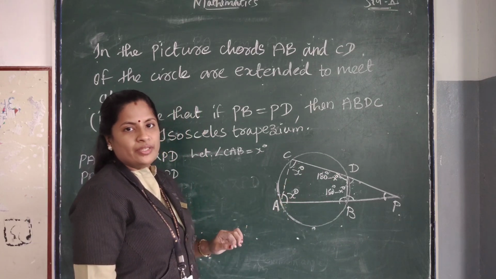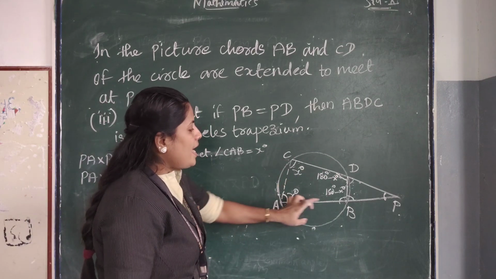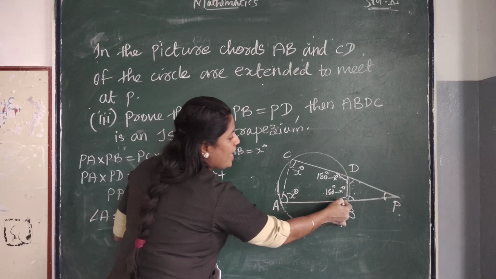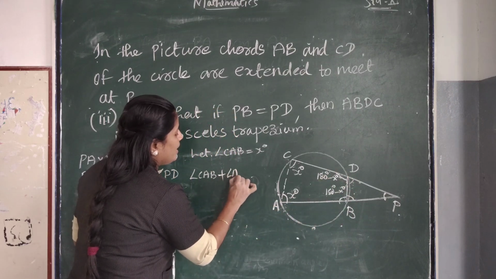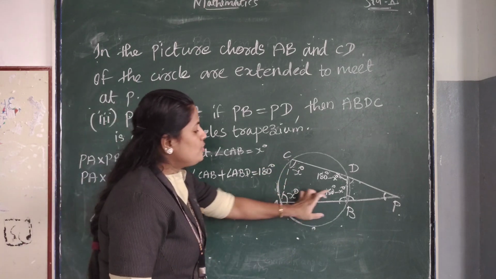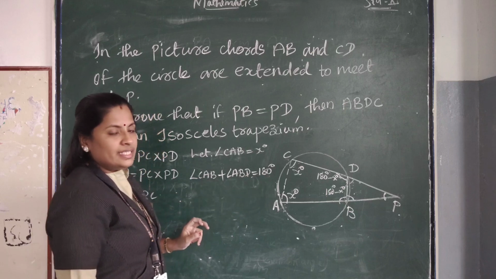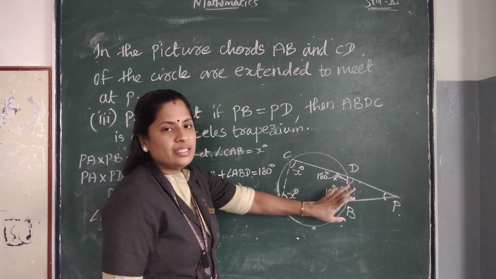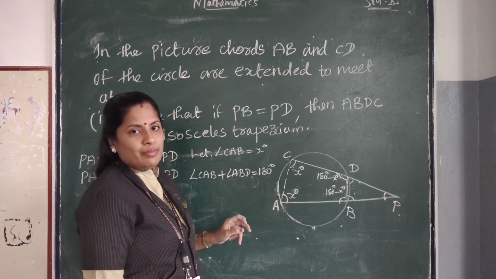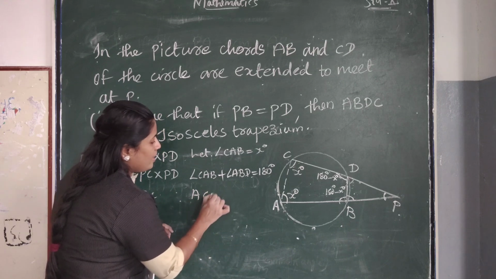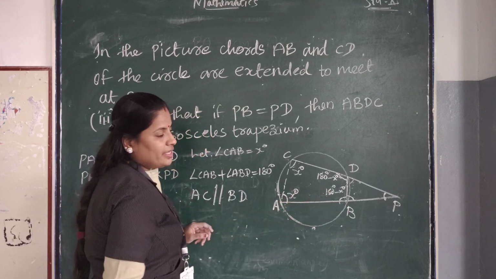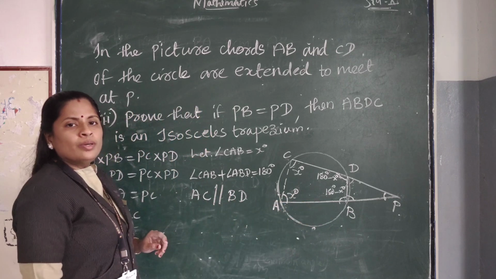ABDC is a cyclic quadrilateral. Opposite angles are supplementary. Okay, so angle CAB plus angle ABD equal to 180 degrees. These two angles sum to 180 degrees. x plus 180 minus x is equal to 180 degrees. So co-interior angles are supplementary. We can write AC parallel to BD.